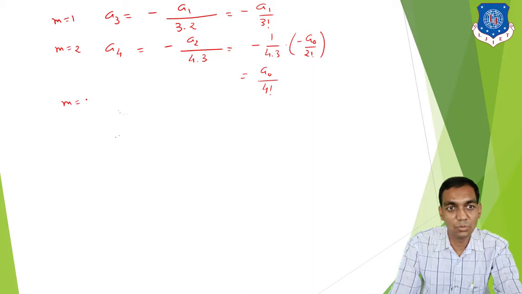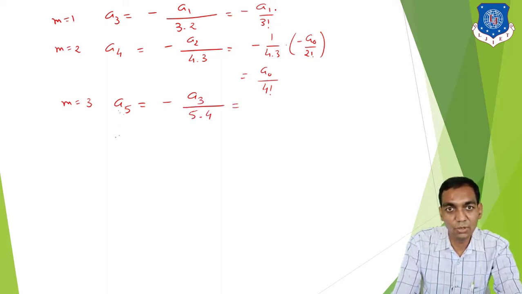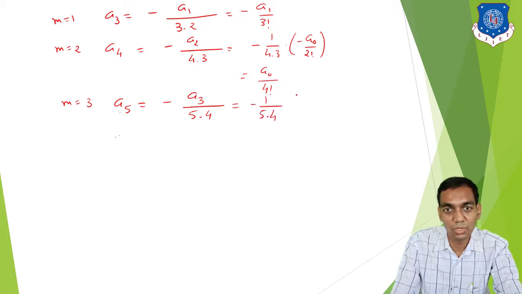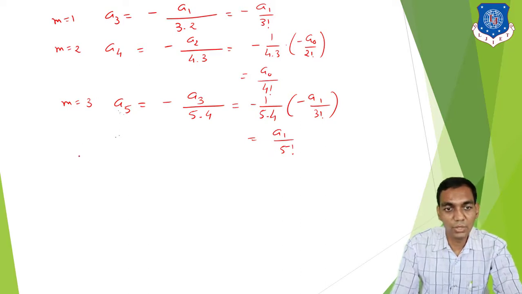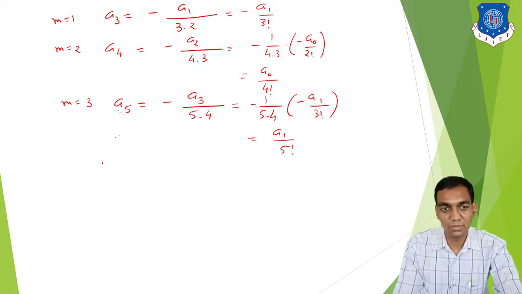In the same manner, if you are going to put m is equal to 3, then you will get a5 is minus a3 upon 5 into 4. But again the value of a3 is this, so you will have minus 1 upon 5 into 4 into minus a1 upon 3 factorial. That will be a1 by 5 factorial. So if you are continuing in this way, then you will get the different values.